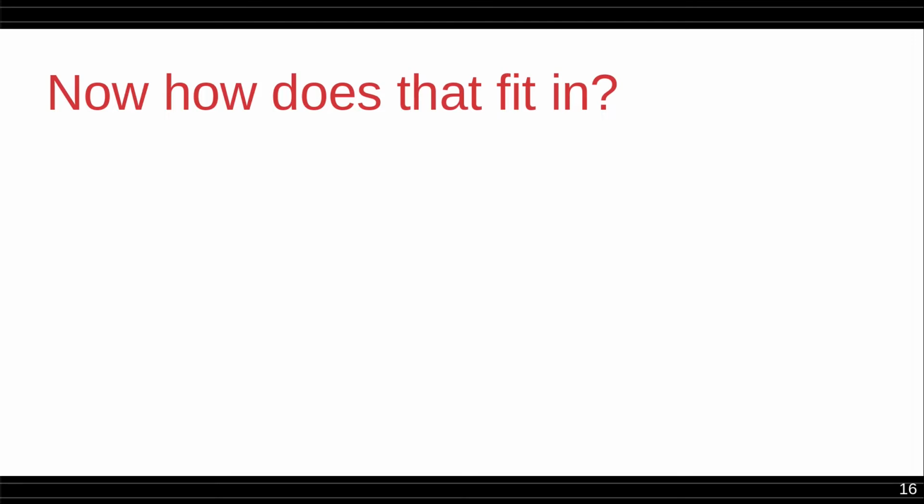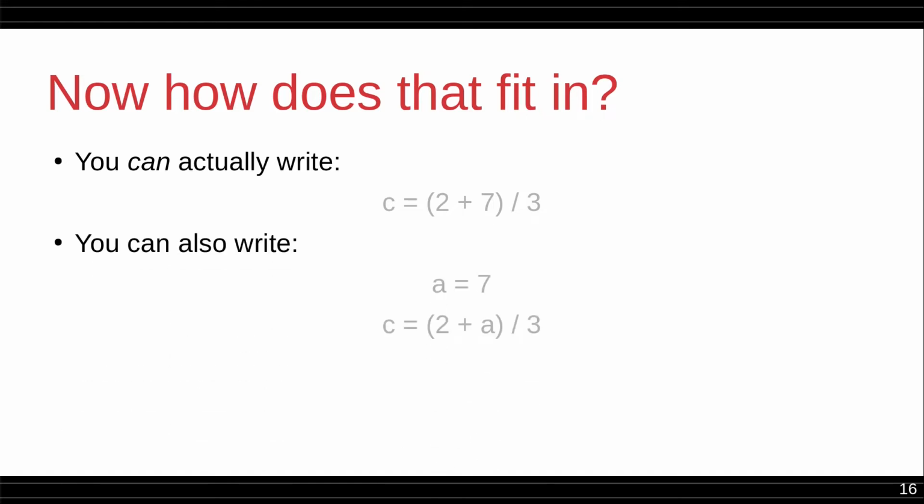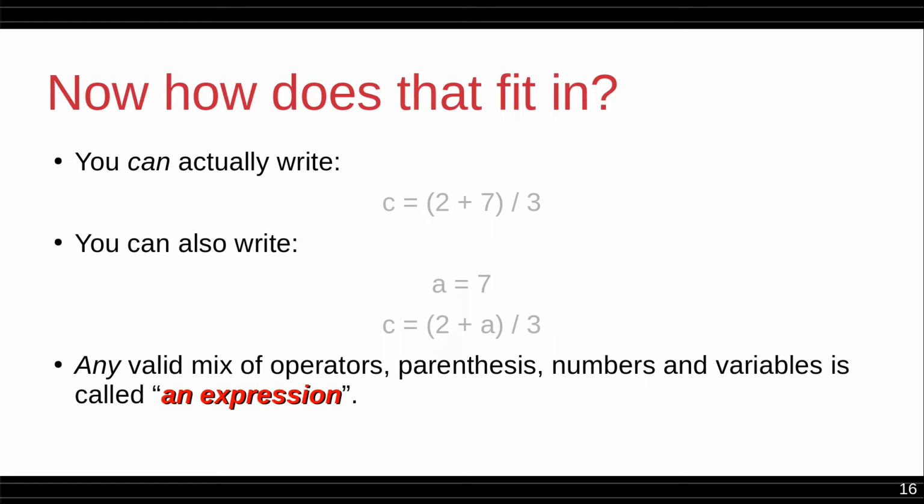Yes, you can actually write C equals (2 plus 7) divided by 3, including parentheses. That makes life easier. So if you can use a calculator, you can make an expression in uBasic Fort. Isn't that cool? You can even add variables here. Let's assume we previously defined a equals 7. We can now include that variable in our program and everything will work out. It will render the very same result, since a equals 7. We call this mix of properly applied operators, parentheses, variables and numbers an expression.